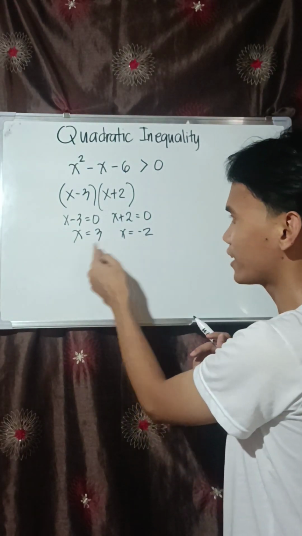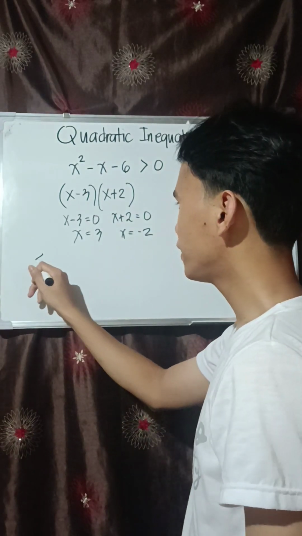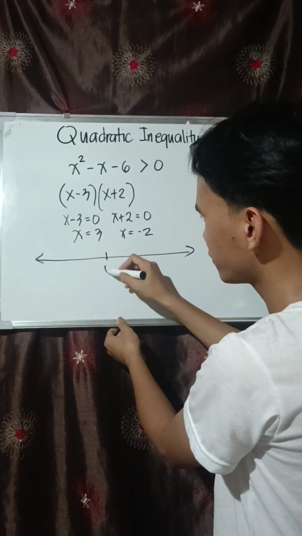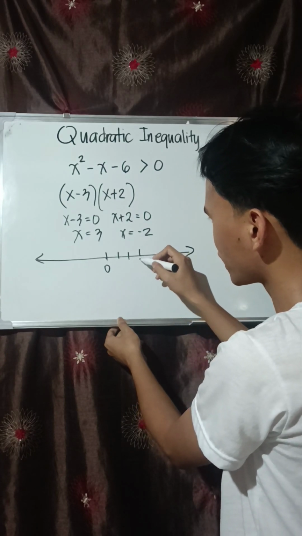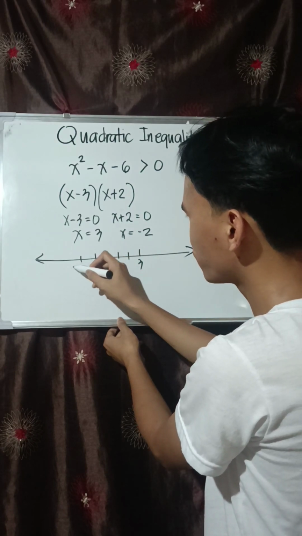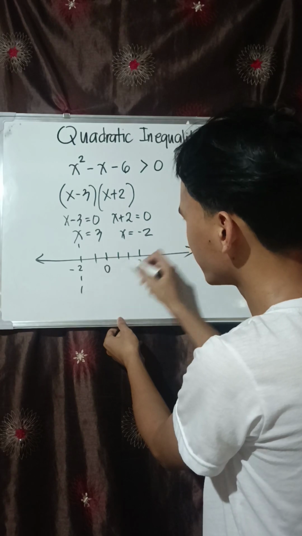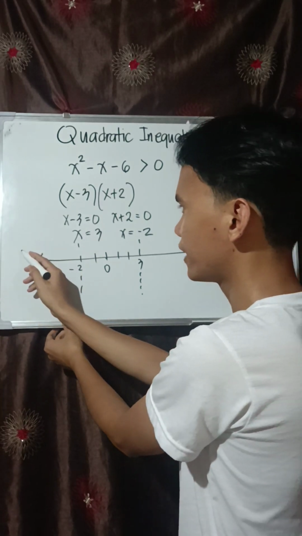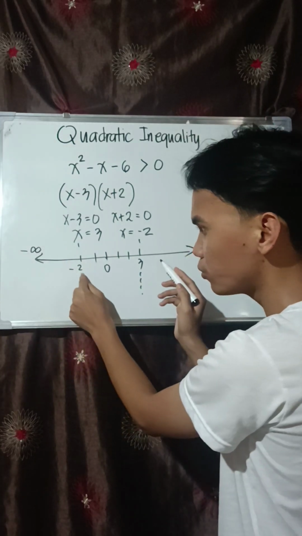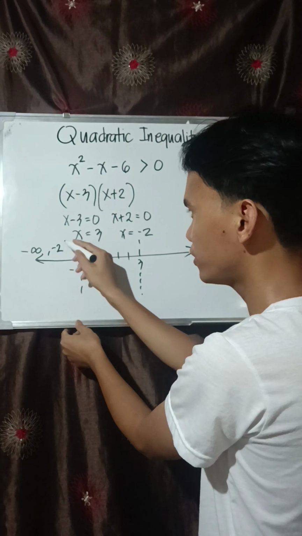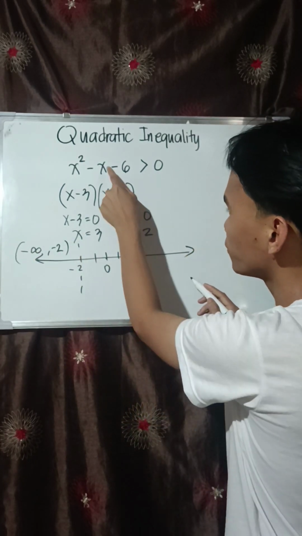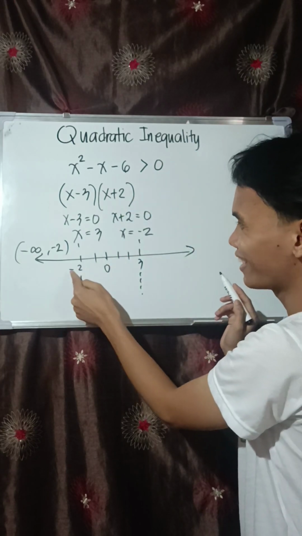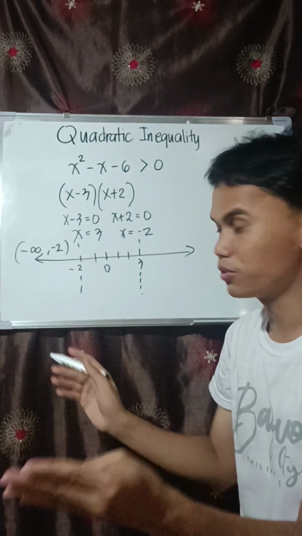So, ito yung magiging boundary natin. So, if we will create a number line, if this is 0, this is 1, 2, 3, negative 1, negative 2. So, ito yung magiging boundary natin. So, from the first interval, we have negative infinity up to negative 2. Not included 2, because if x is negative 2, this one will become 0, and 0 is not greater than 0. Take note. So, negative 2 is not included in our solution.